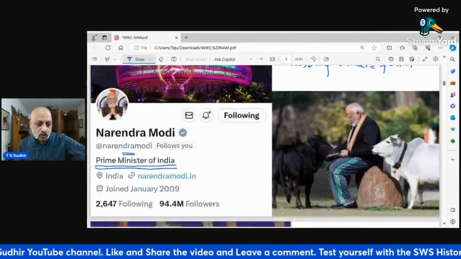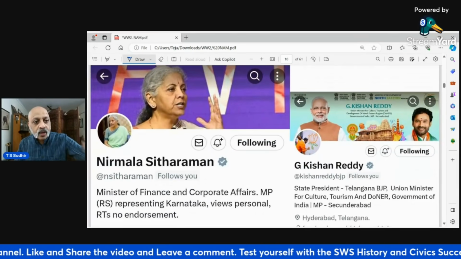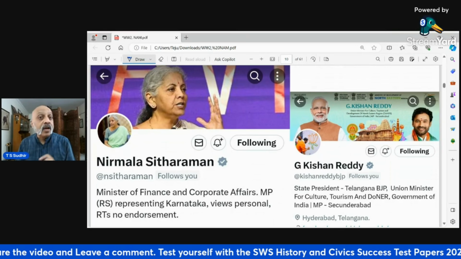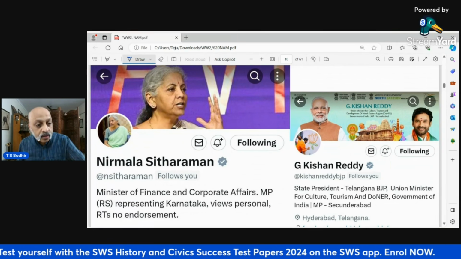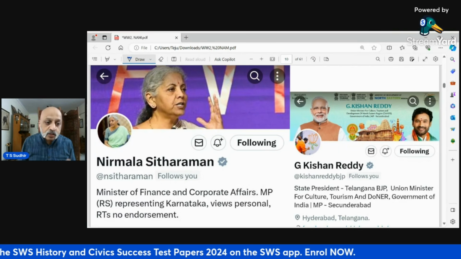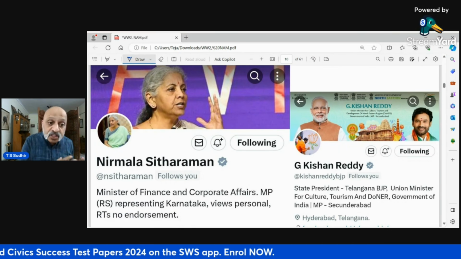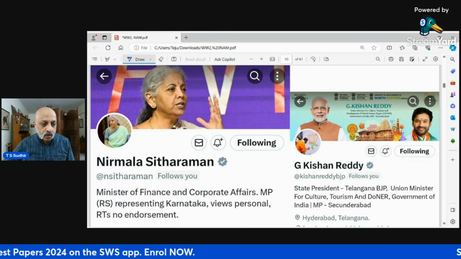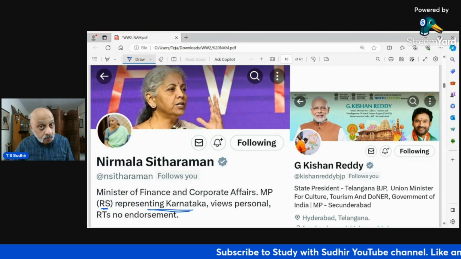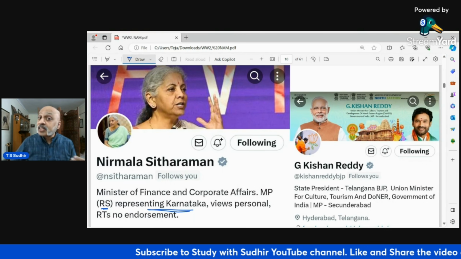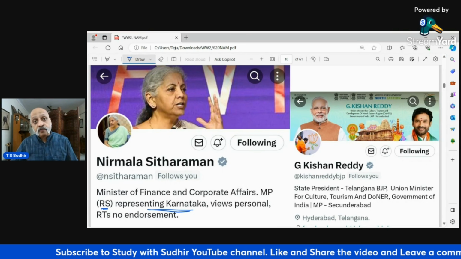Another doubt that was asked to me is whether a Rajya Sabha MP can become a minister. So the example is there right in front of you. Nirmala Sitharaman, the Union Finance Minister, is a Rajya Sabha MP and, as her Twitter bio says, represents Karnataka. Okay, so she's a Rajya Sabha MP elected from Karnataka, and she's a minister, the Finance and Corporate Affairs Minister in the Union Cabinet.